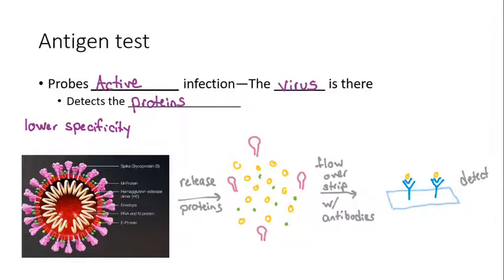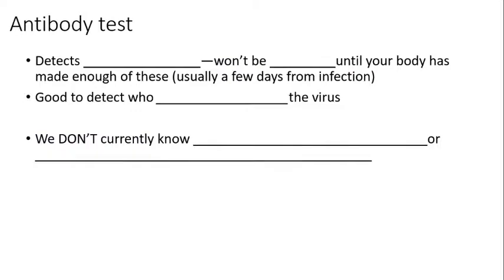And then finally, another test. So both of these antigen and RNA tests are serological tests. So you need a nasal swab or maybe some saliva sample. But the antibody test is a blood test. This detects antibodies. So in response to any foreign object, your body produces antibodies. And it takes a while for those antibodies to be made. So this will not be positive until your body has made enough of these in response to the SARS-CoV-2 virus. And again, these antibodies are found in your blood, so that's why you extract the blood.